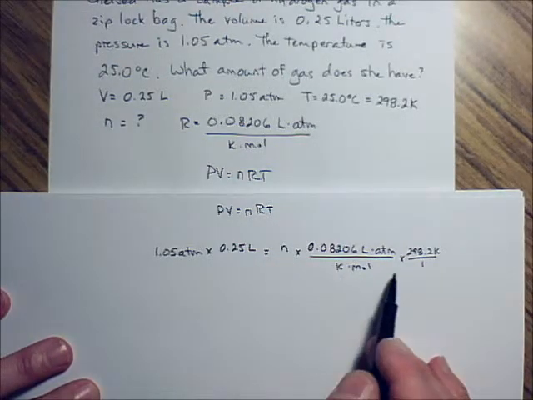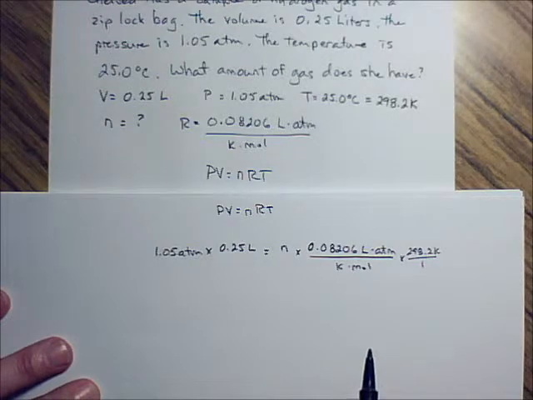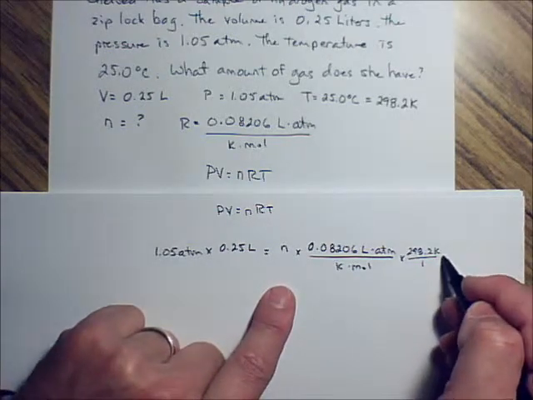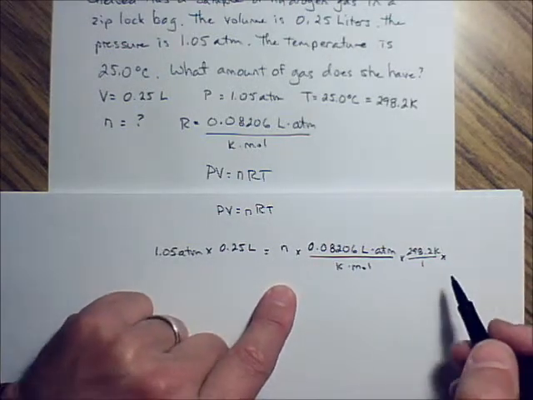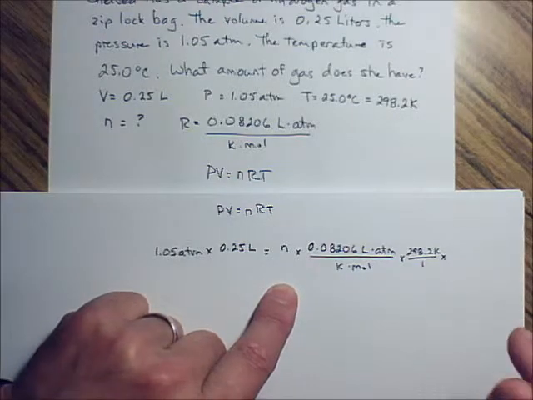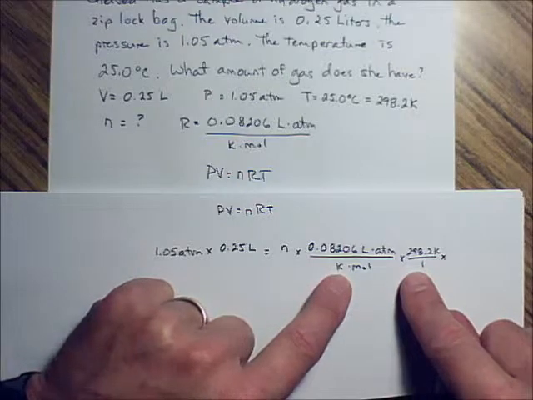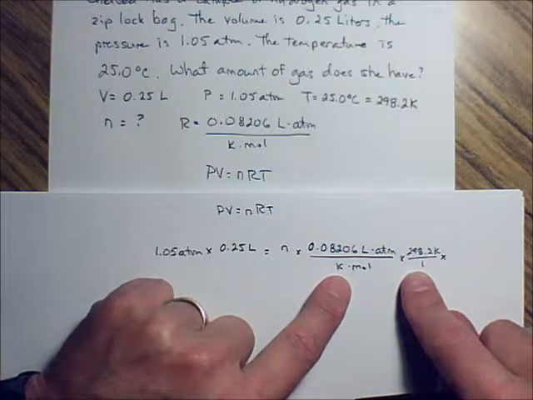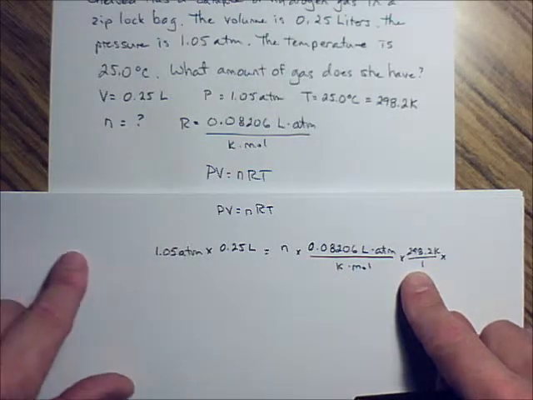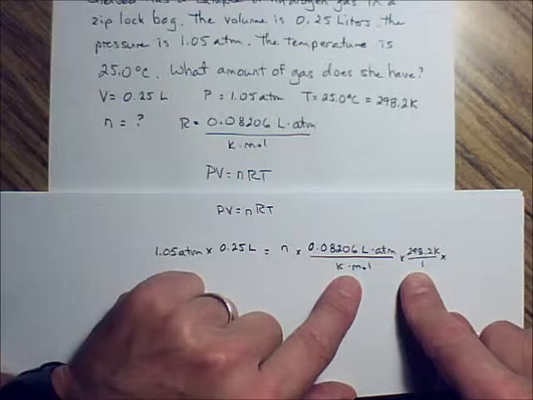What do I need to do to this side of the equation to get N by itself? You've got to multiply first by 298. No, 1 over 298. Basically I've got to multiply by the reciprocal of both these fractions. Well, I'm going to show you over here why you need to multiply by the reciprocal.